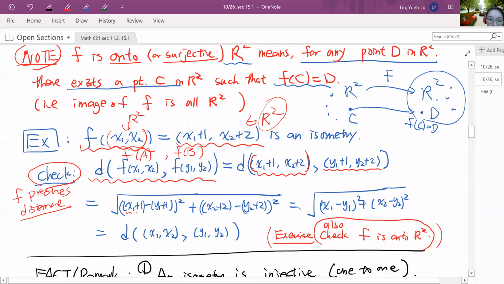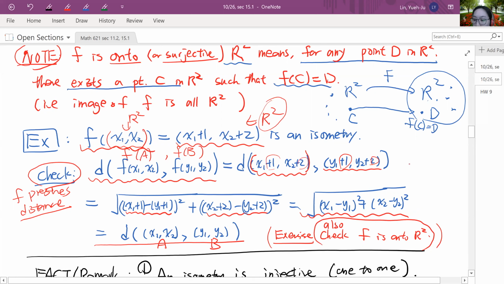So you take the subtraction of the first coordinates and square it, plus the subtraction of the second coordinates and square it. And you can see that after you simplify, because they all have the same shifting, the first coordinate shifts by 1 and the second coordinate shifts by 2, after you do the subtraction you don't see the shifting. So then you will get the square root of x1 minus y1 squared plus x2 minus y2 squared, which is exactly the same as the distance between point A and point B. So that's why they preserve the distance.